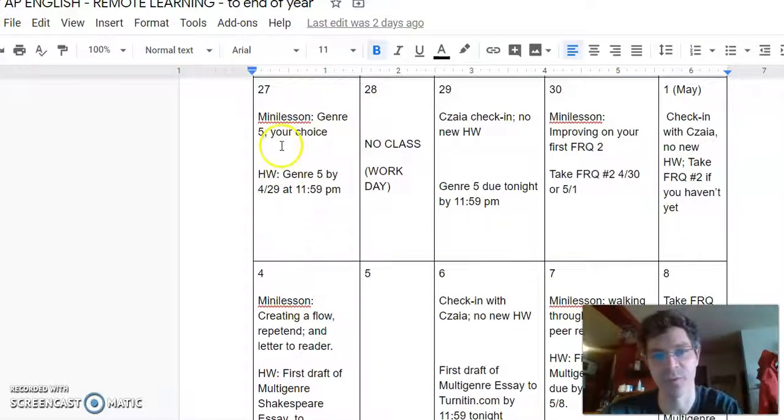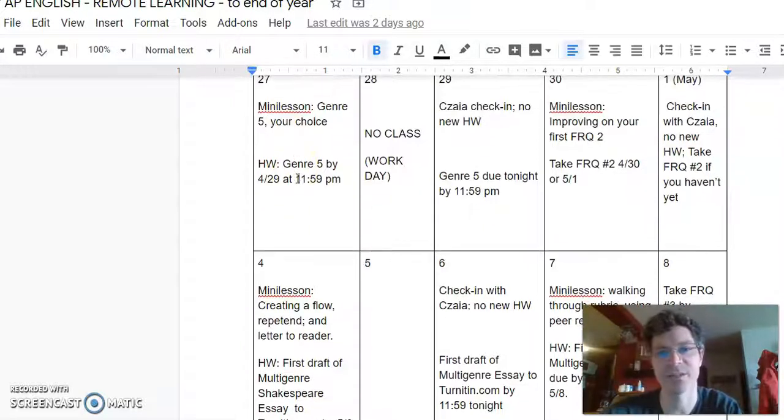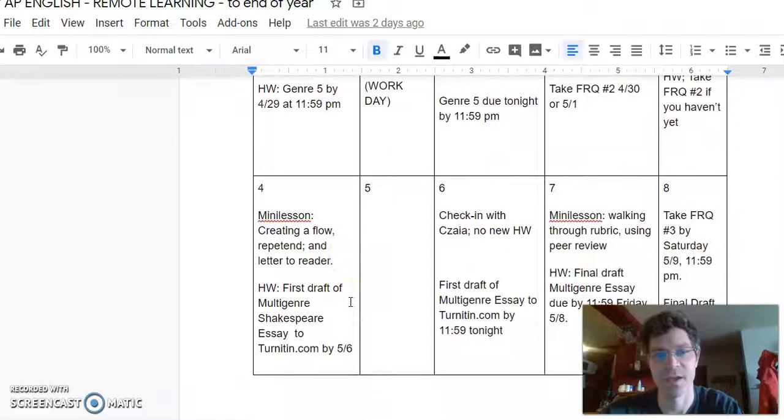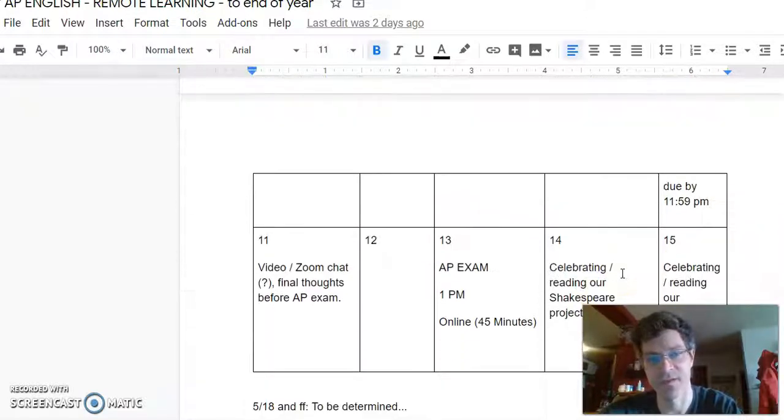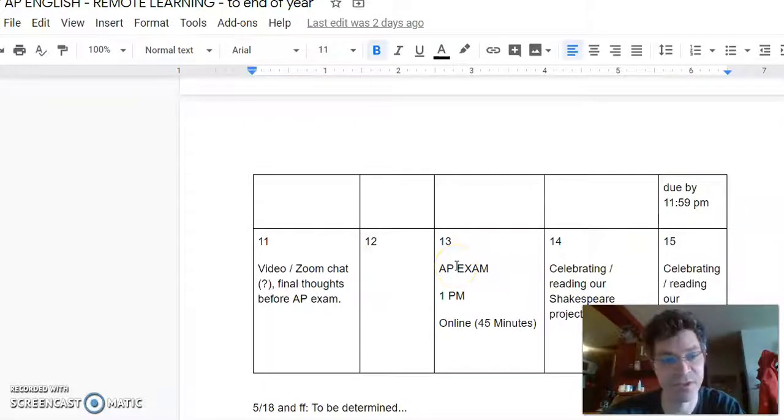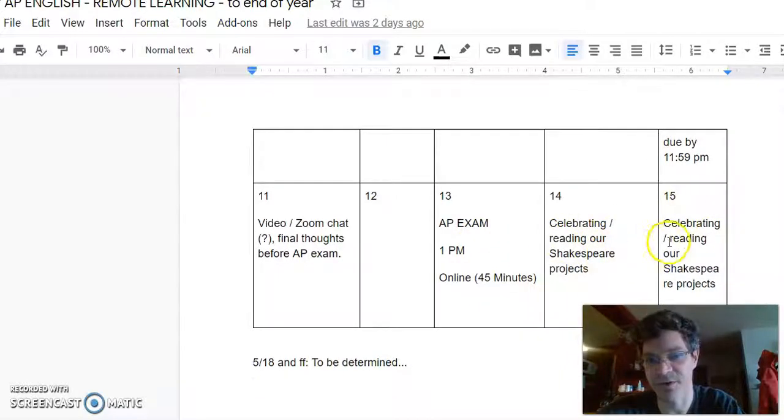You can see that next week, we're going to continue working on genre pieces for the multi-genre project and doing the FRQ again. And then this is the date you should put on your calendars: the 13th of May is the AP exam for English. It's only going to be 45 minutes, at 1 p.m. Then, closing out after the exam, we'll celebrate by reading our Shakespeare projects, and then we'll do something cool to close out the year. But I'm going to have that TBD right now.